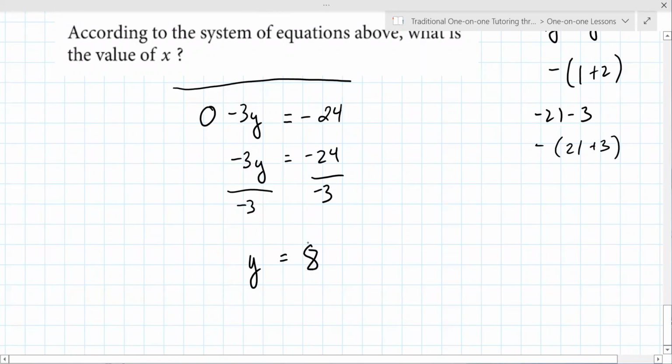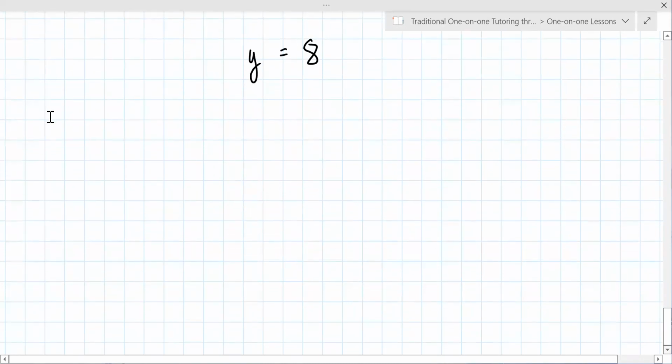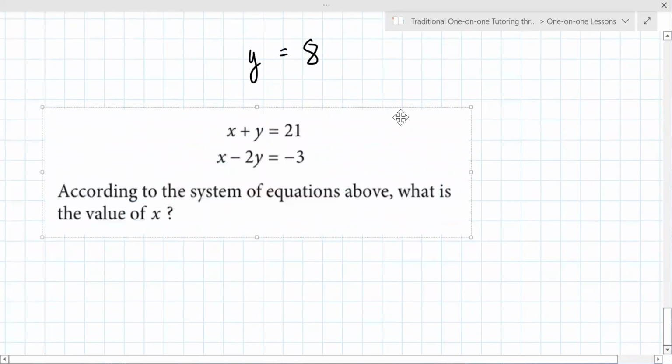y is 8. Okay, now let's go back to the original problem. And let's ask ourselves if we have solved it. Have we solved the original problem? Yeah. Okay, what does the problem ask for? The value of x. Well, we've solved it, but do we have x? No, we have y. So how do we get x? You just have to switch them into x's.